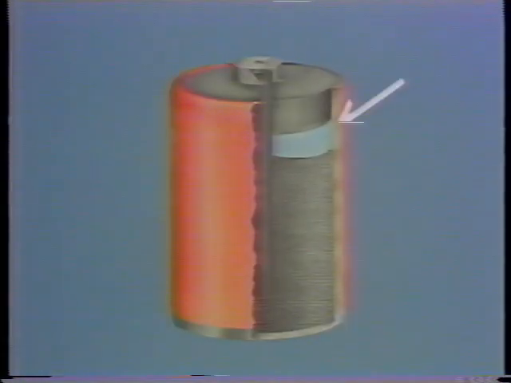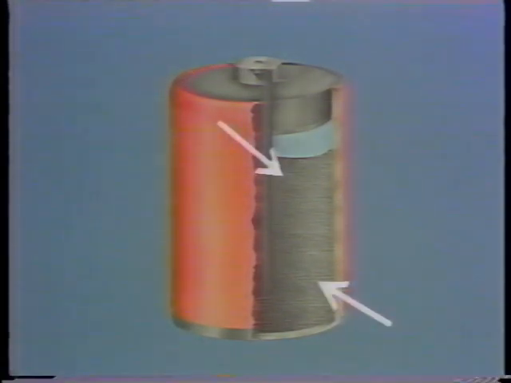In this battery, one plate is made of zinc and the other one is carbon. The electrolyte is a paste of starch, flour, and other ingredients. Chemical action between the plates and the electrolyte causes a negative charge to build up on the zinc plate and a positive charge to build on the carbon plate.